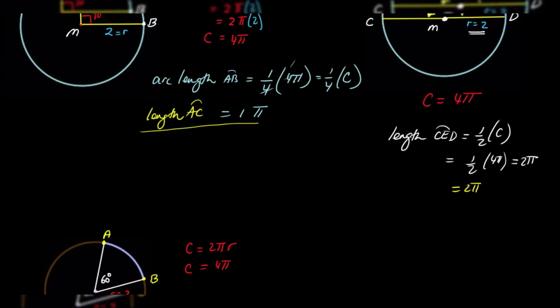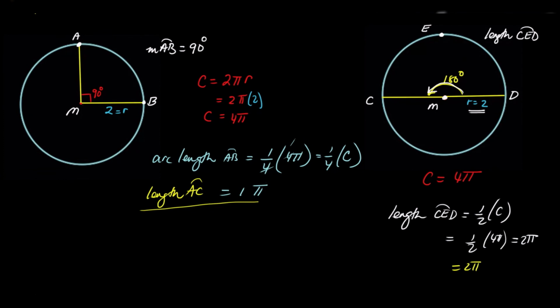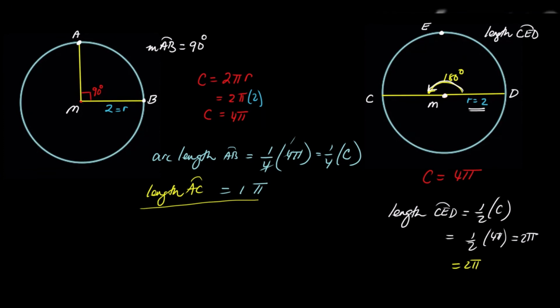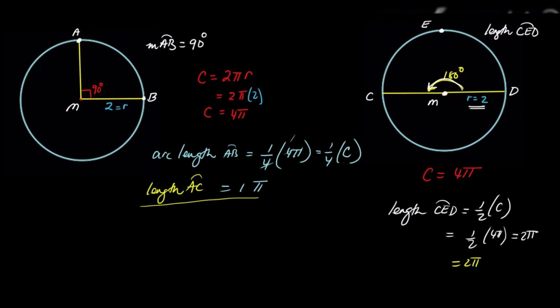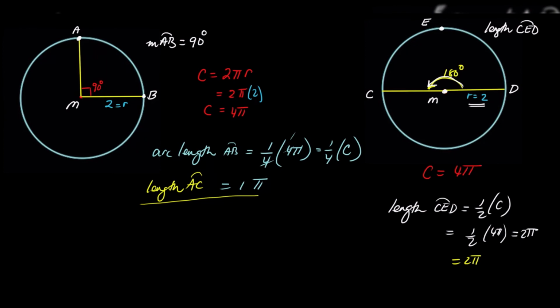Now, what fraction is this of the entire circle? See, in the two previous examples, it was 90 degrees, which is 1/4 of a circle, and then 180 degrees, which was 1/2 of a circle. Then what is 60 degrees? Well, 60 degrees is going to be 60 degrees out of 360 degrees of the entire circle.